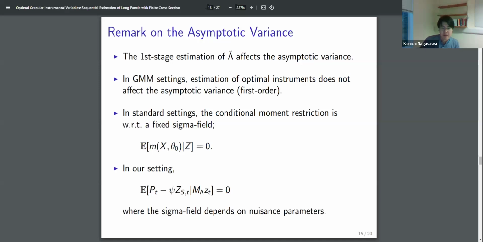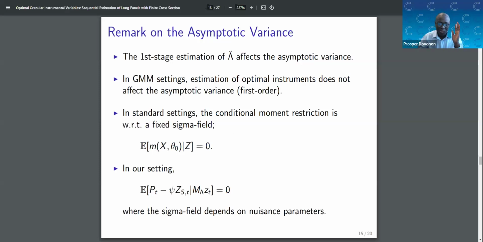But in our setting, the sigma field is generated by M lambda z_t, where lambda has to be estimated in the first step. So the sigma field in our context has a nuisance parameter, and this creates a difference in how the first stage estimate affects the asymptotic variance. I just wanted to make this remark because when we first worked out this result, we had this question of why it is different from the standard optimal IV setting. So it's not the same setting actually.